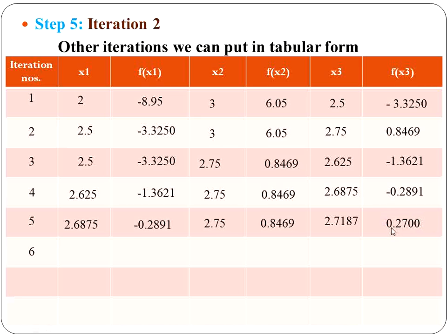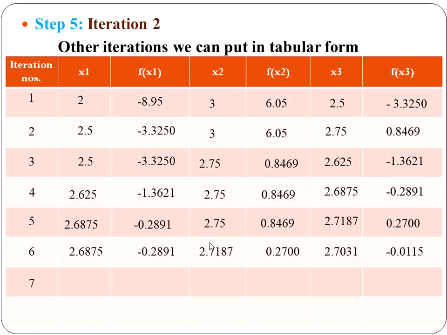The function of x3 is positive, the function of x2 is positive. So we can copy the same values. There is no change in x1, no change in the function of x1. Now x2 is replaced by x3. So the new x2 is 2.7187 and the function of x3 is 0.27. Similarly, we can calculate x3, the function of x3, and we can do all these things up to the 8th iteration, because they have said to make 8 iterations.